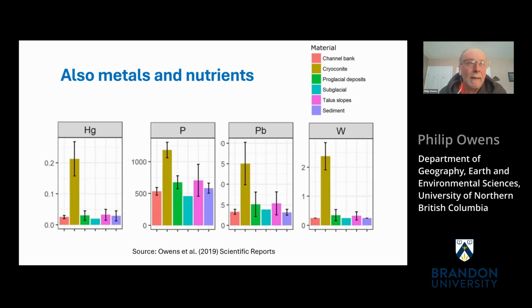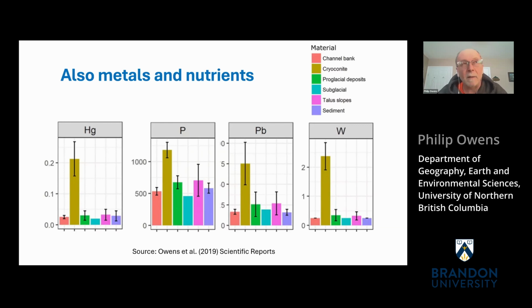And it's not just radionuclides that we're now finding in this glacial sediment, this cryoconite. Here we see some different heavy metals, or I should say metals and a nutrient. On the far left we see mercury, P for phosphorus, Pb for lead, and then tungsten. And if you pick out that brown color bar, which represents the cryoconite, you can see that the levels of these trace elements are really high in the cryoconite relative to anything else.